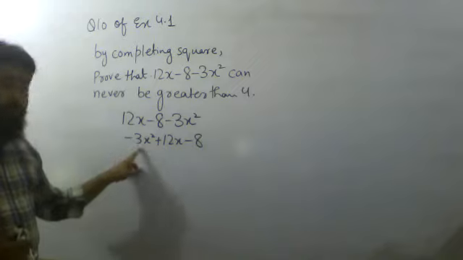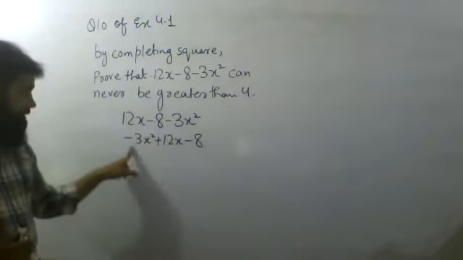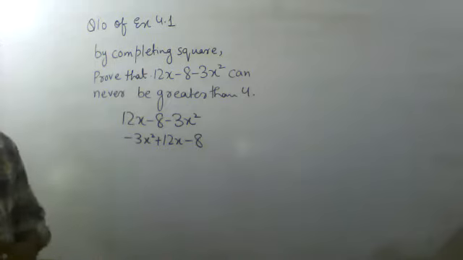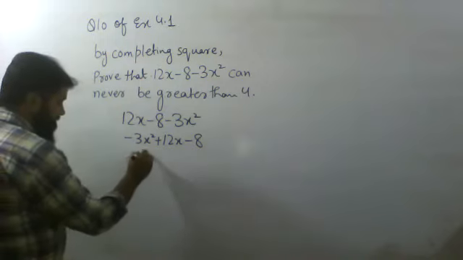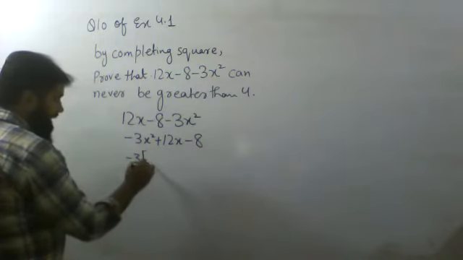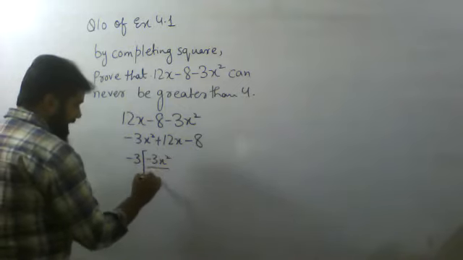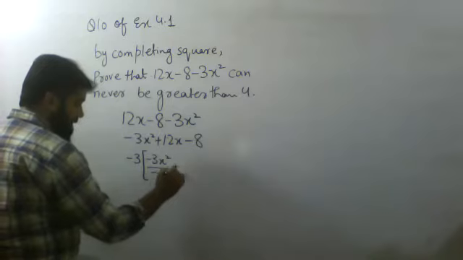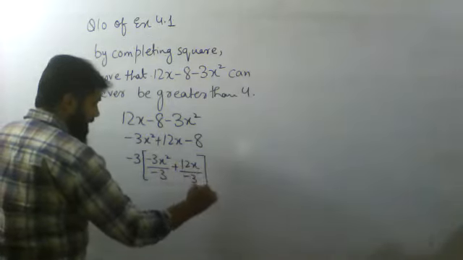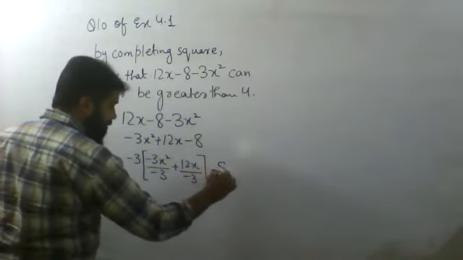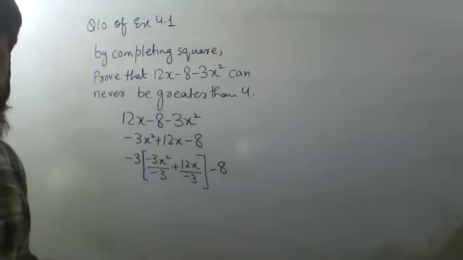Now, in order to make it completing a square form, first thing we have to take care is that the coefficient of x squared should be positive 1, which is minus 3 over here. So what will I do? I will take minus 3 common. So minus 3x squared divided by minus 3 plus 12x divided by minus 3, and I am not doing anything with the constant. Constant is written as it is.